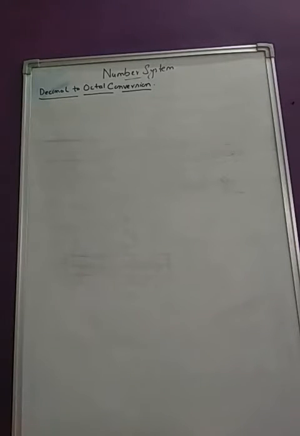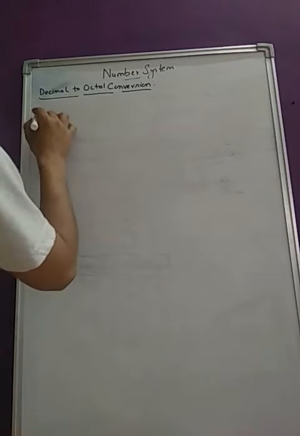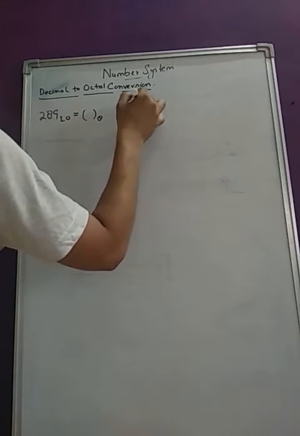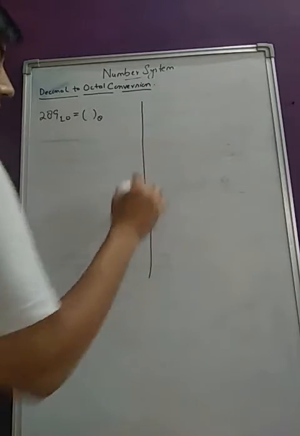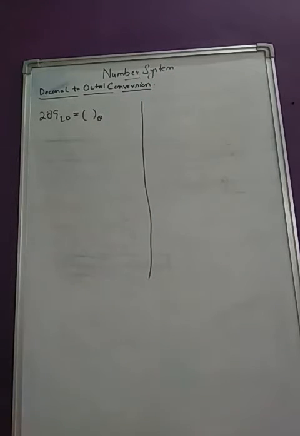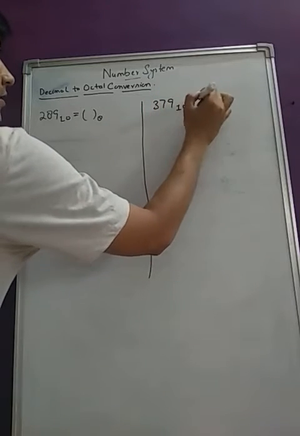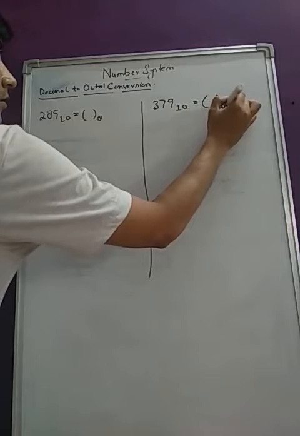So children, in the last video we discussed how we can convert from decimal to octal. Now I will provide you some examples through which the concept will be very clear. The first number is 289 base 10, and we have to convert that into the octal number system. One more number is there: let's suppose 379 is the number, and we have to convert it into the octal group.